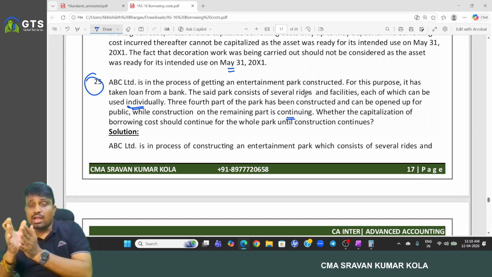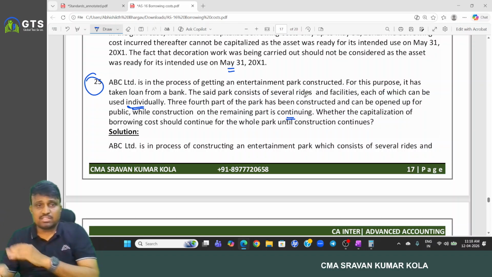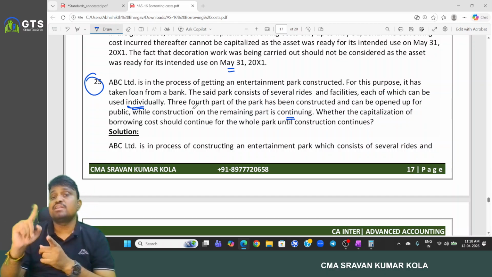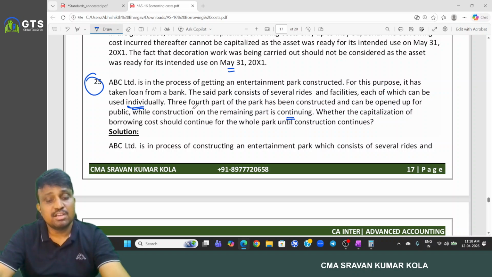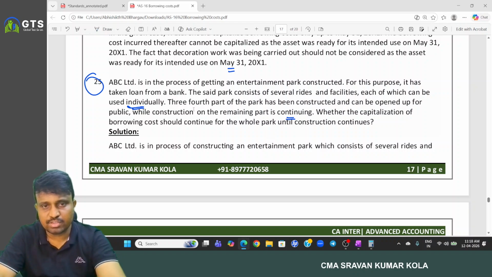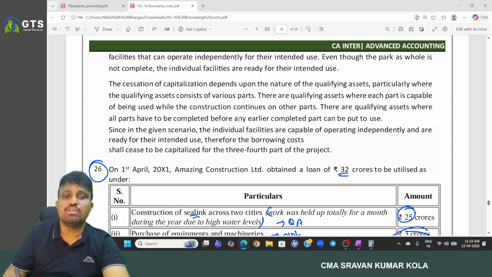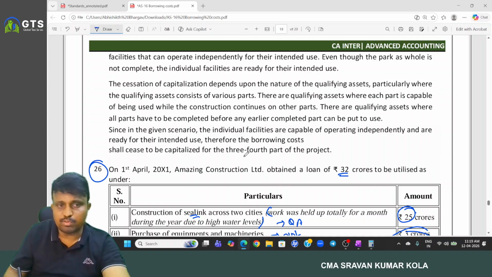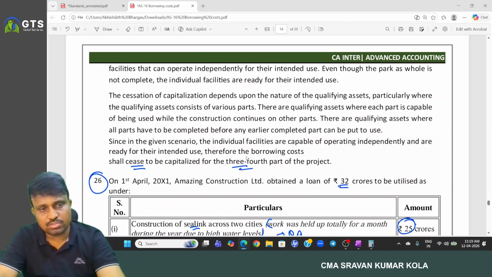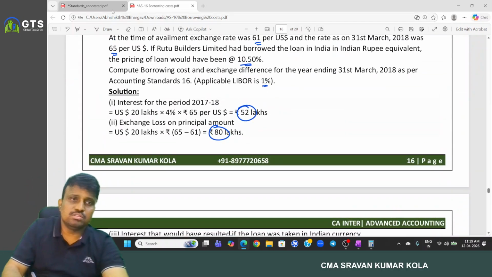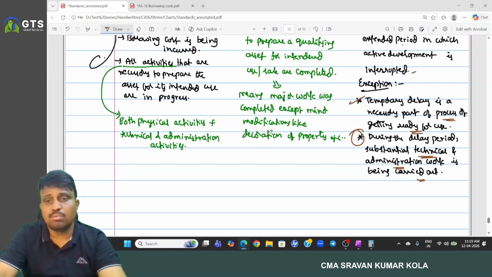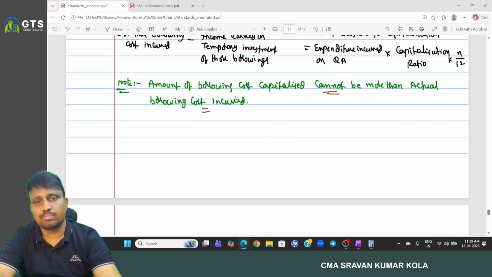So to the extent completed, capitalization of borrowing cost should be ceased and stopped. And for the remaining one-fourth part, the related interest only is required to be capitalized till the completion of the respective construction of the asset. Okay, we have to capitalize only the one-fourth part, and for the remaining three-fourth part we have to stop the capitalization of the borrowing cost. Okay, so this is about the borrowing cost topic.